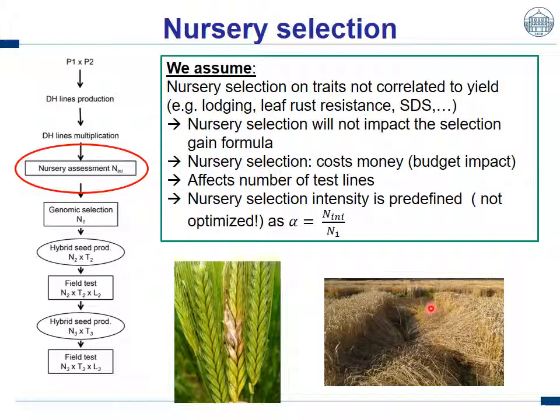This nursery selection is also not optimized. It's predefined by you as a user, by the selected fraction alpha. That means you have an initial number of lines which are produced, and then you select a given fraction, and you define to the system how many lines you generally take here. Whatever, 10%, 20%, 30% are selected, and you give it directly to the system before the simulation, and then it starts with this value and doesn't optimize it.